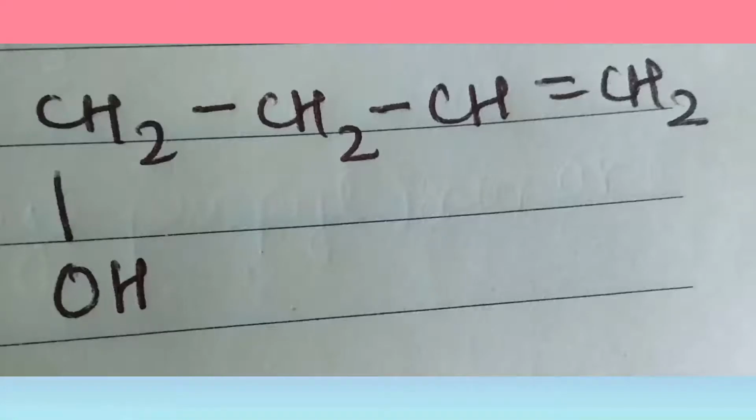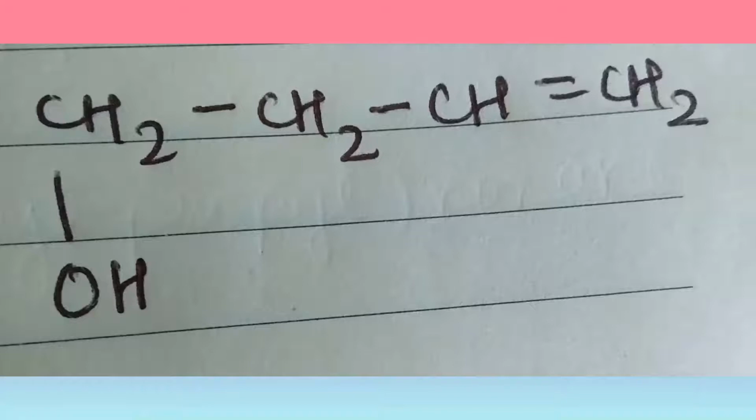So coming to our next example, first we have to select the parent chain. The parent chain here has 4 carbon atoms. Now let's see what the other things present in it are. Here we have a double bond and here we have an alcohol group. We all know that the alcohol group gets more priority when compared to a double bond.